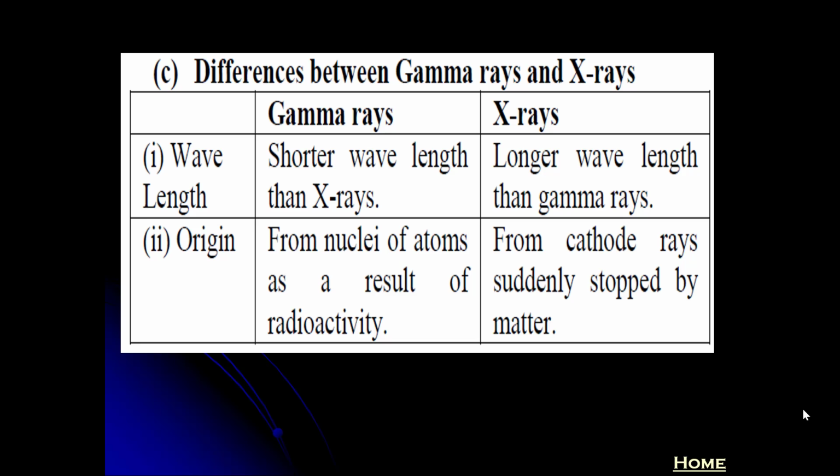Likewise, gamma rays and X-rays also have differences between them. We shall look at X-rays later on. But the difference between the two rays is that gamma rays have a very short wavelength, X-rays have a very long wavelength, and the gamma rays are produced from radioactive materials. And on the other hand, X-rays are produced when cathode rays are stopped by matter. Those are the major differences between the two of those.